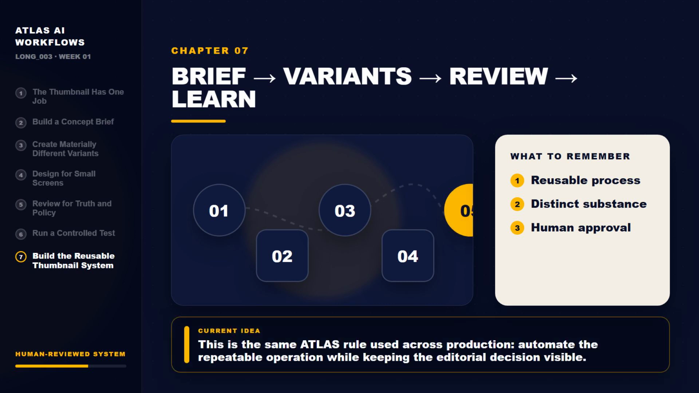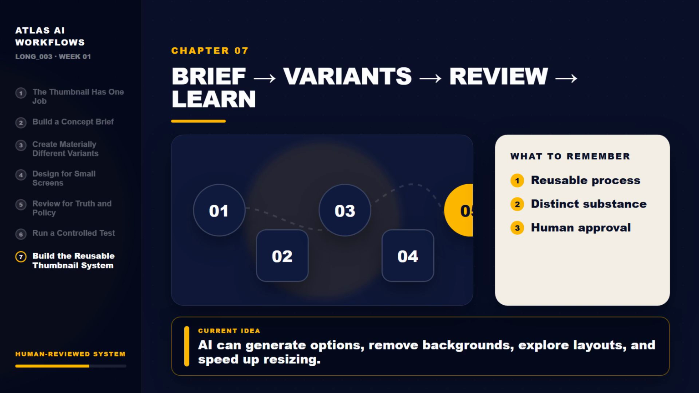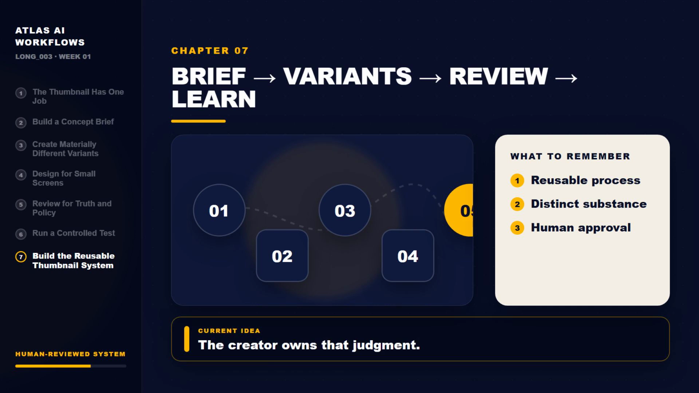This is the same Atlas rule used across production. Automate the repeatable operation while keeping the editorial decision visible. AI can generate options, remove backgrounds, explore layouts, and speed up resizing. It should not decide which implication is honest or which promise the video can defend. The creator owns that judgment.